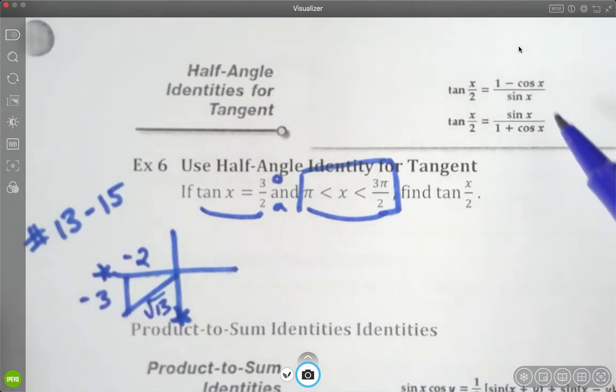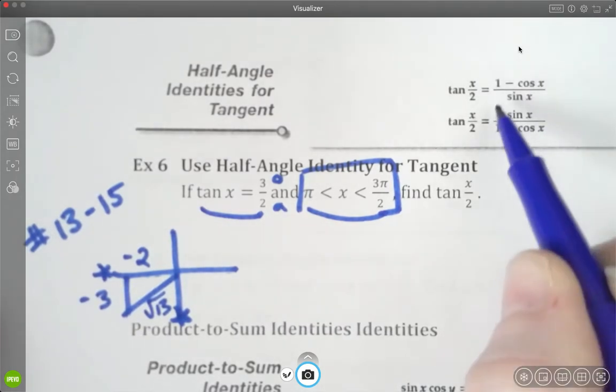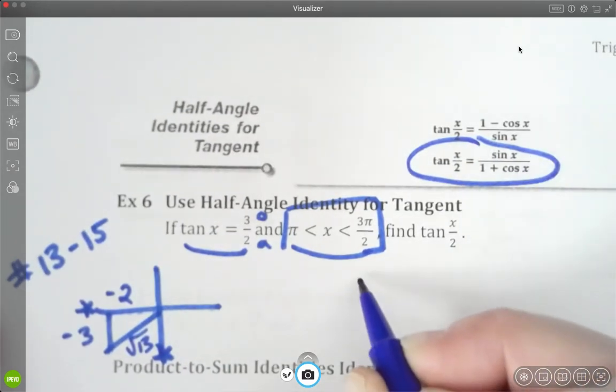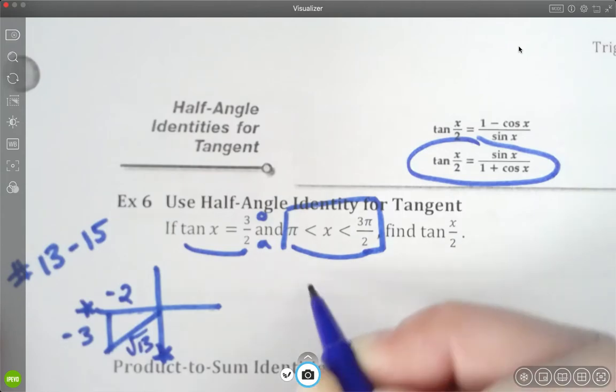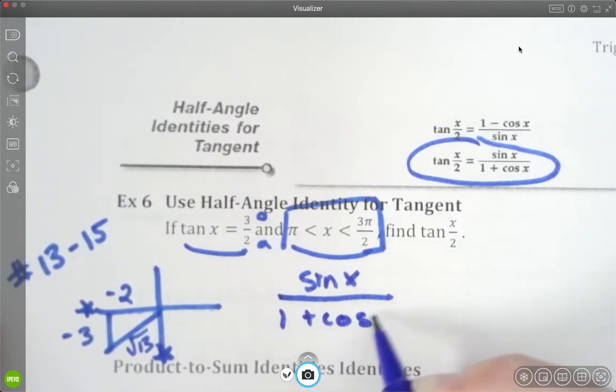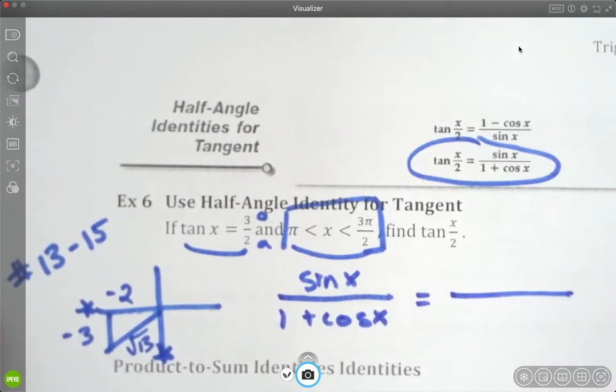Which? The plus, the bottom one? Sure. Let's do the bottom one. So, tangent of that one, I need to do sine of that thing. I'm just going to rewrite: sine of x over 1 plus cosine of x. And we're going to plug our numbers in.